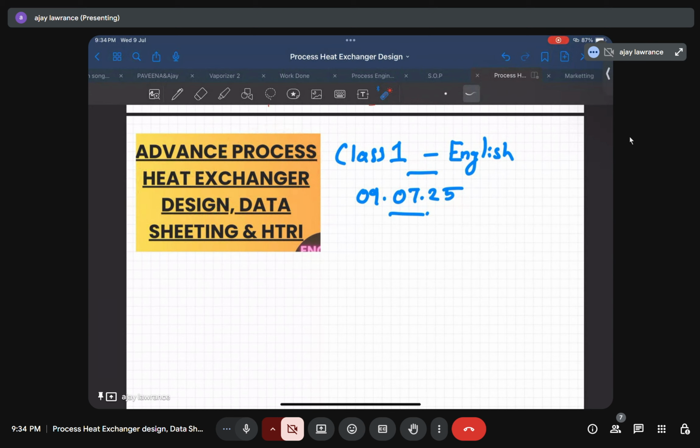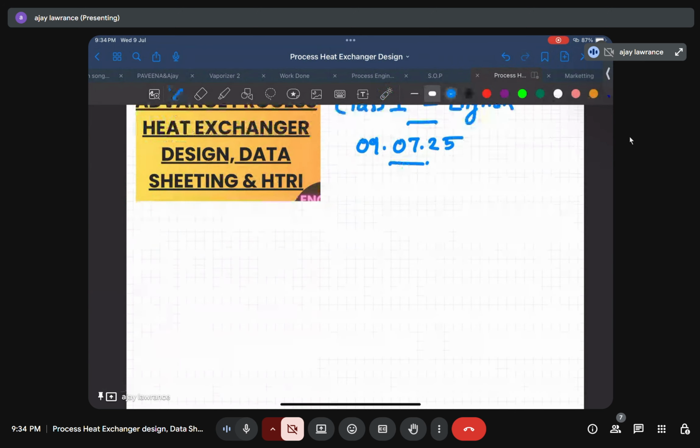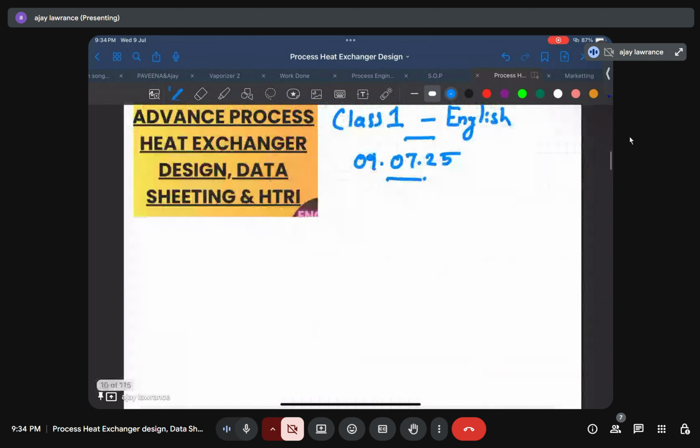Right. So what I am going to do is write some equations, and I'm going to tell you how this works based on the equations. And we are going to discuss some basic terminologies, and based on the terminology, this heat exchanger design will work.